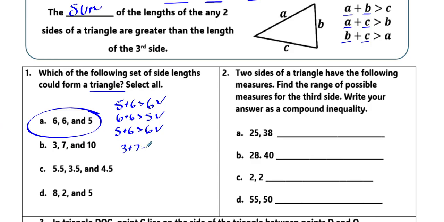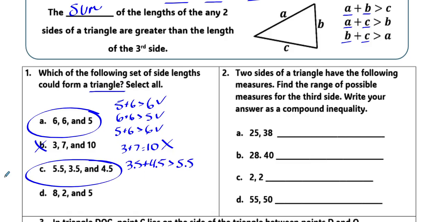3 plus 7 equals 10. That does not work. That's going to form a straight line, not a triangle. 3.5 plus 4.5 is greater than 5.5. So these sides can form a triangle. 2 plus 5 is less than 8. They would not be able to reach a length of 8, so those do not form a triangle.